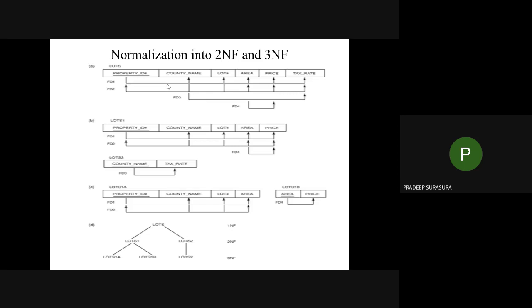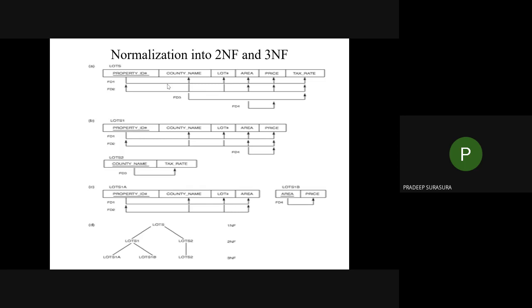Clear? Any questions? Now continue with the normalized form: lots is normalized to lots 1 and lots 2, with the same information: property ID, country name, lot number, area, price in one, and country name determines tax rate in the other. In these two tables, FD1, FD2 and FD4 are in one table and FD3 is in the other. So this is the normalization after second normal form.